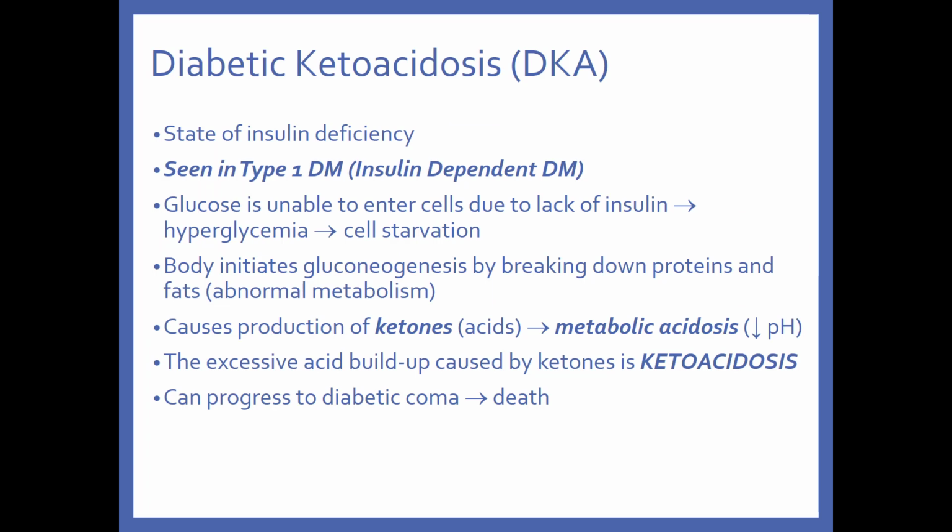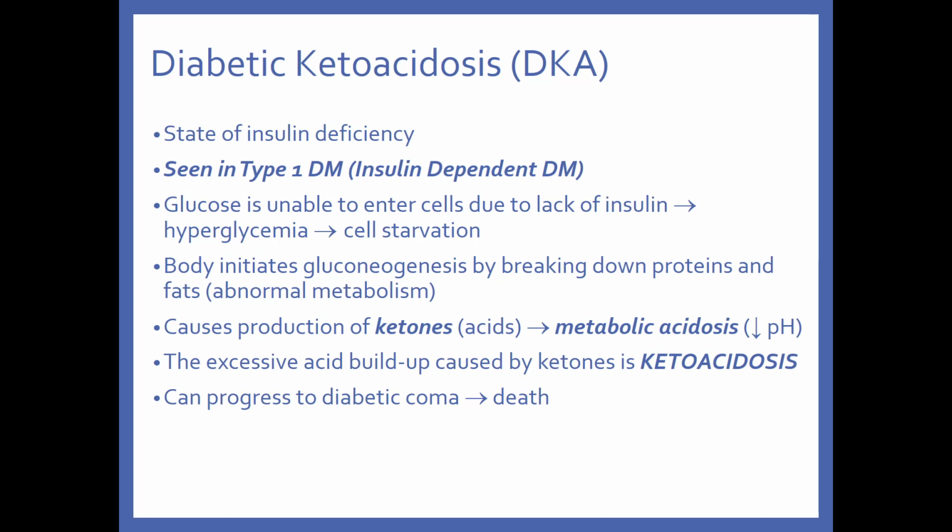Okay, now moving on to diabetic ketoacidosis. We've mentioned this just a little bit in part 1 of the lecture. You'll also hear nurses say DKA, but it is basically a state of insulin deficiency, primarily seen in type 1 diabetics, that insulin-dependent diabetic, where they lack the production of insulin in the body. Insulin-dependent isn't talking about what medications they're using to manage their disease. It's talking about whether they produce insulin or not.